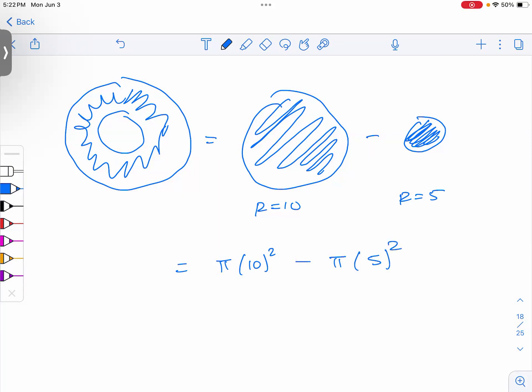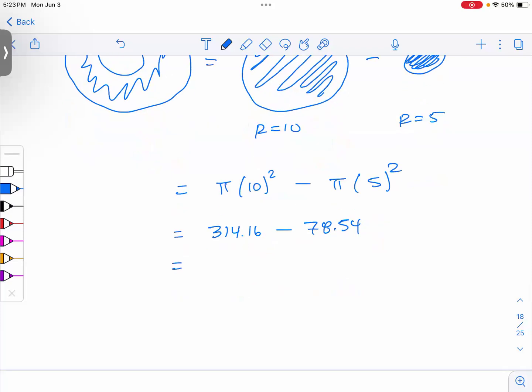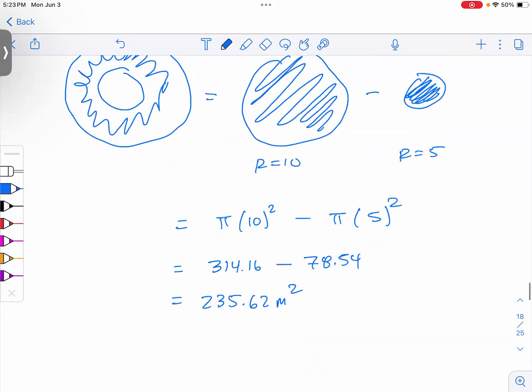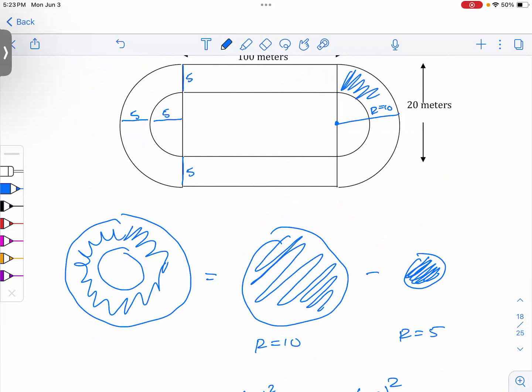And I simply subtract those two in order to find the two areas, not distances, in meters squared. So that actually found me the area of these two shaded regions.